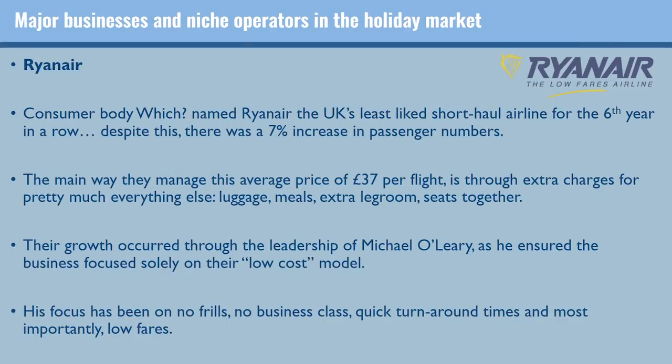The other business I'm going to focus on is Ryanair. Consumer body Which? named Ryanair the UK's least liked short-haul airline for the sixth year in a row. Despite the fact that people don't like Ryanair, there was still a 7% increase in passenger numbers. And the way they manage this is because their average price is £37 per flight. They make their money through extra charges for pretty much everything else: luggage, meals, extra legroom, seats together. But the fact that their prices are low is what has led to them having an increase in passenger numbers.